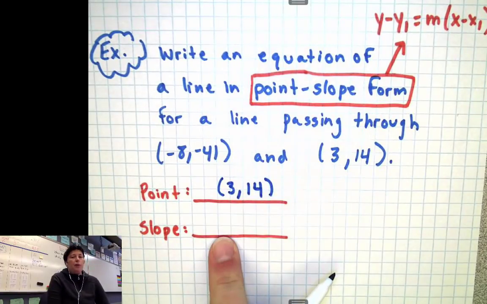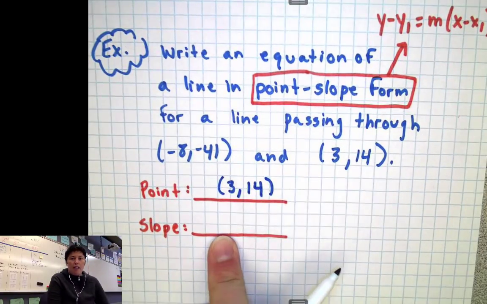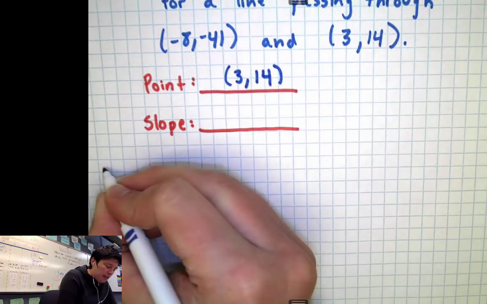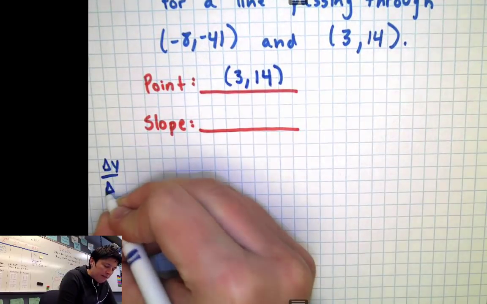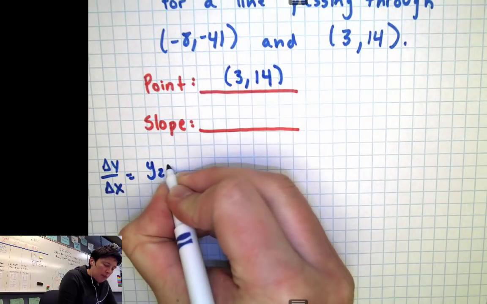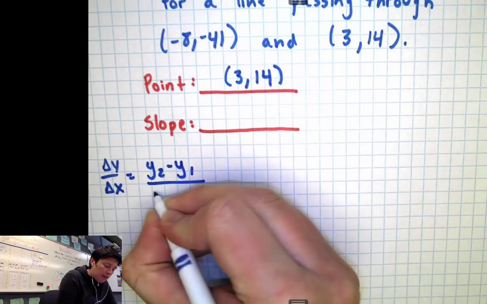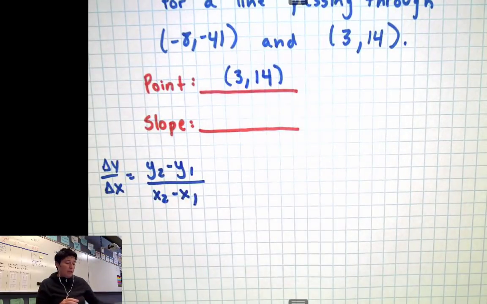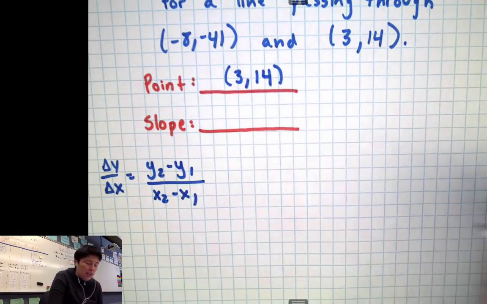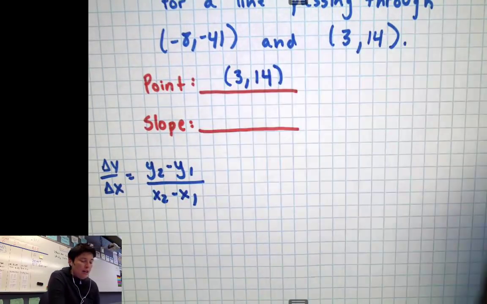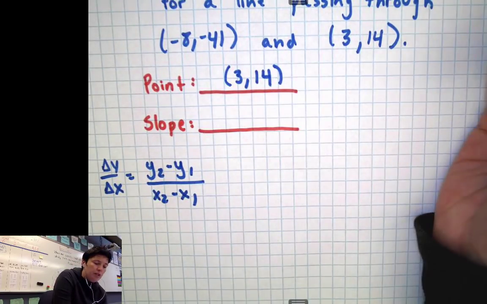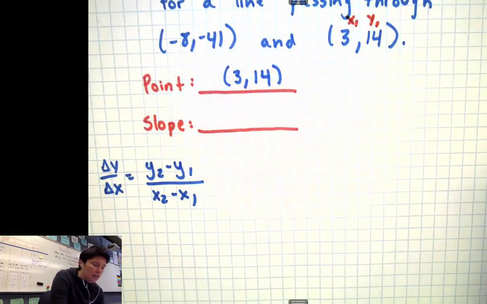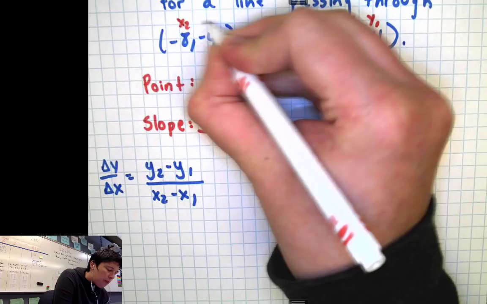I don't know my slope, so this is where I've got to do a little bit of math. I need to do some work. Since I don't know my slope, I'm going to have to use delta y over delta x equals y2 minus y1 over x2 minus x1. I'm going to need that equation. And I already have my 2 points up above, so this is kind of nice. I have both of these. So in this case, let's go backwards. I'm going to call this x1, y1, just to be different today. I'm going to call this x2, y2.